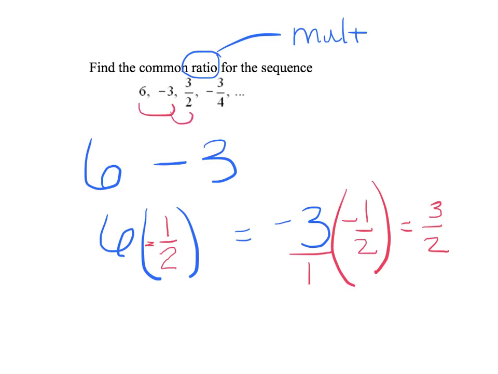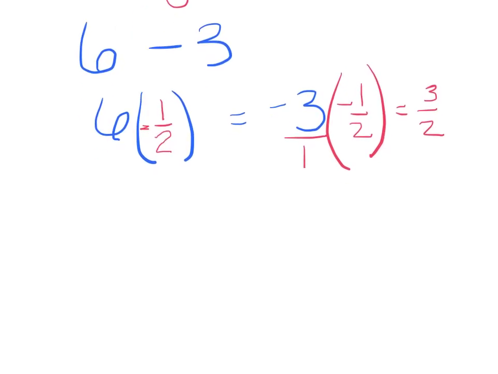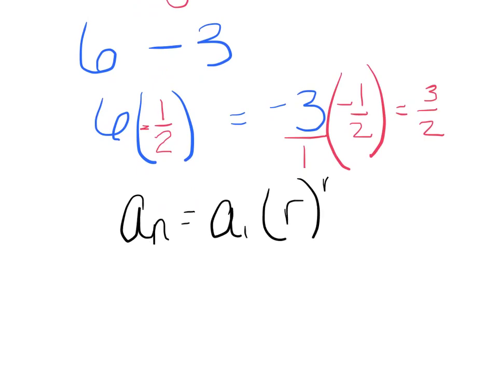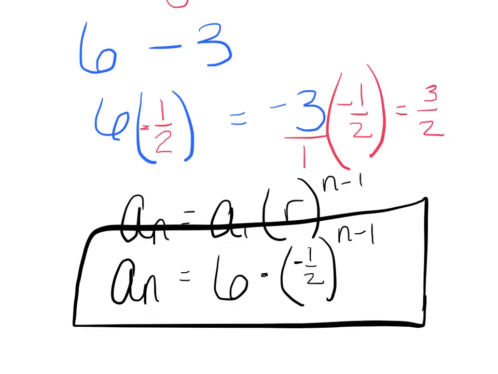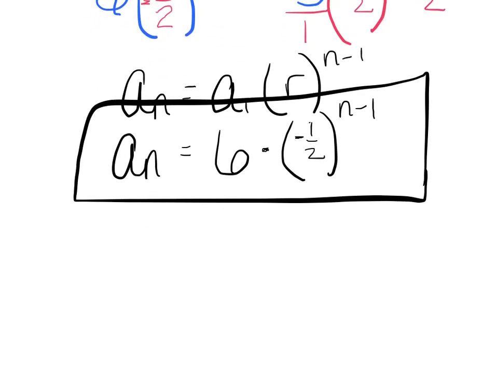I would say so. So, now that we have the ratio, let's get that rule down. A sub 1 times the ratio raised to the n minus 1. So my first term was 6 times the ratio of negative 1/2 to the n minus 1. And I want you to box that in, and just be clear that you cannot multiply those together. The n minus 1 is strictly on the negative 1/2. So you cannot multiply that and say negative 3. This is your final answer.